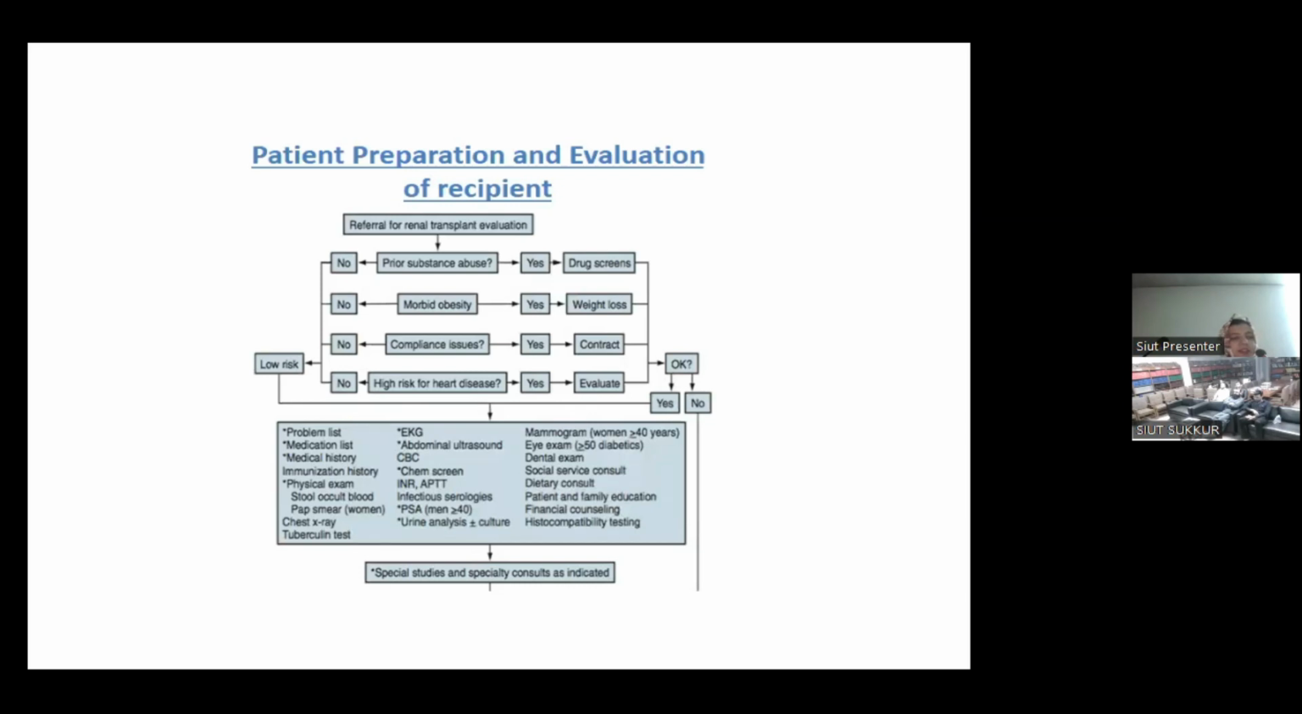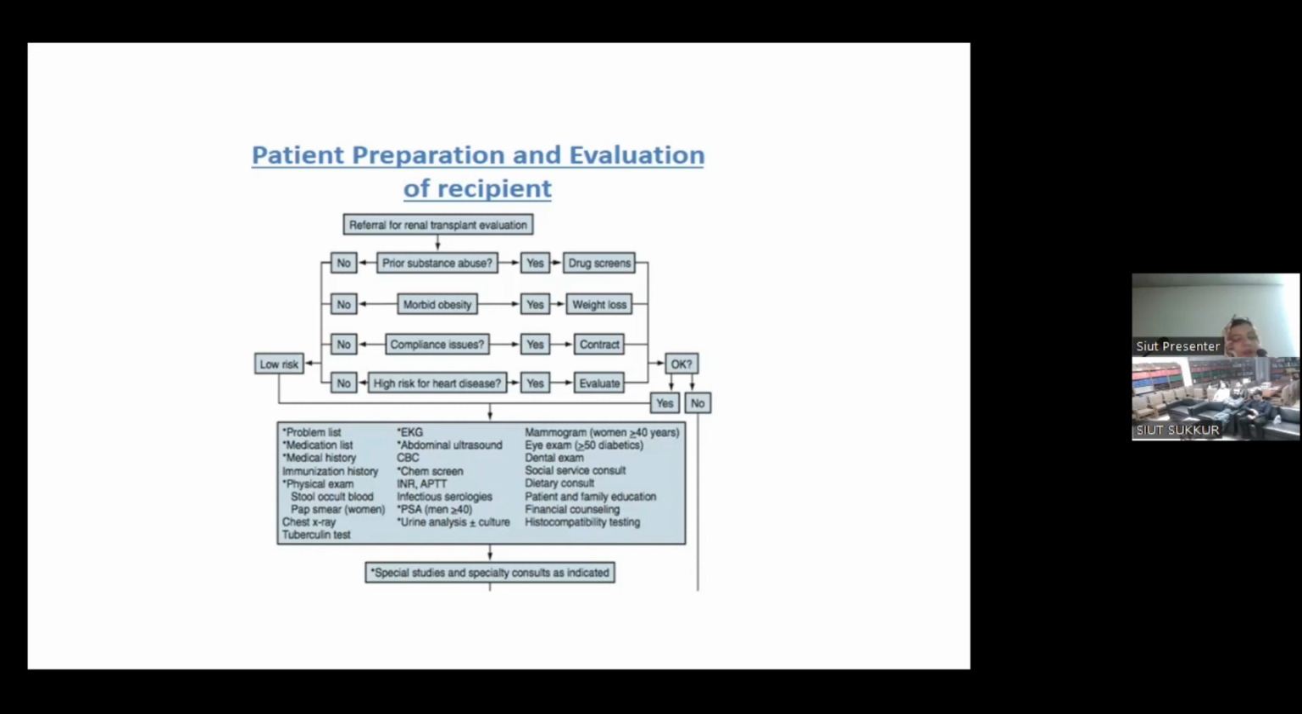So this is the slide which summarizes everything we have gone through up till now. After the referral for a renal transplant evaluation, there are a few important questions that have to be answered: is there any history of prior substance abuse, morbid obesity, compliance issues, or high risk for heart disease? If the answer is yes to any of these questions, we should manage accordingly. And if the answer is no and the patient is low risk, we should go for further investigations.